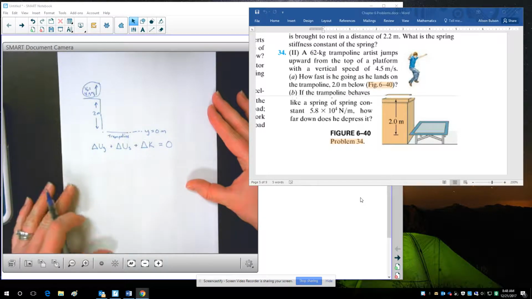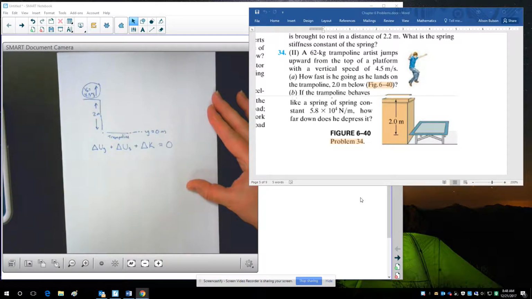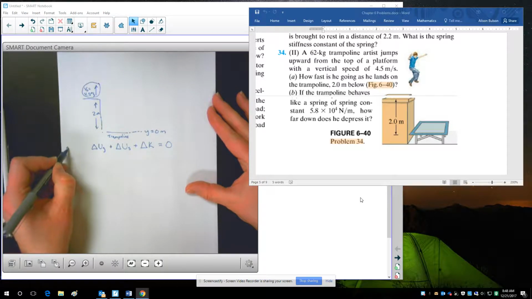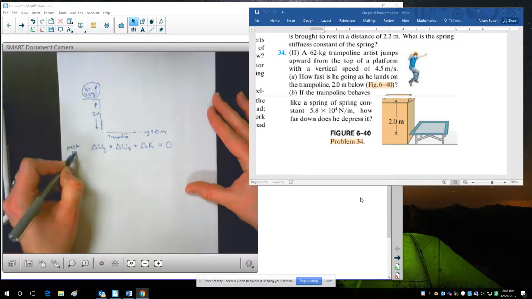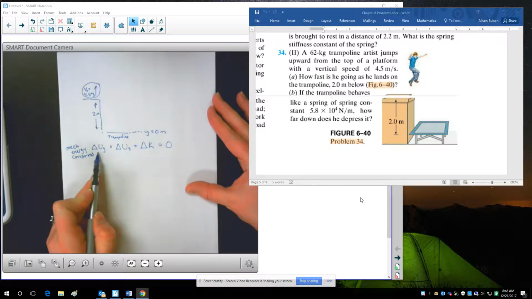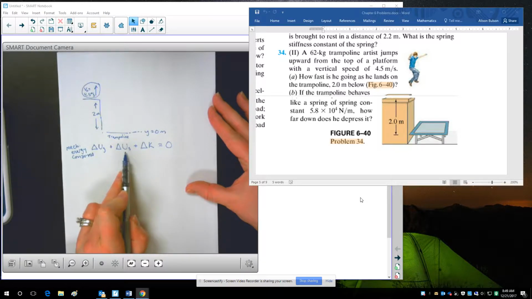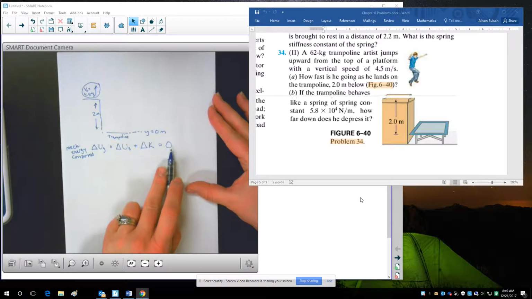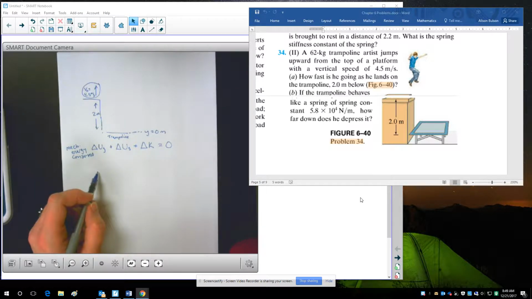We're not given any information about air resistance or frictional losses. So we're going to assume that there's no friction, no non-conservative forces. If that's the case, mechanical energy is conserved. And what that means is change in gravitational potential, plus change in spring potential, plus change in kinetic energy, all equals out to 0. There's no net change in the sum of the mechanical energies.